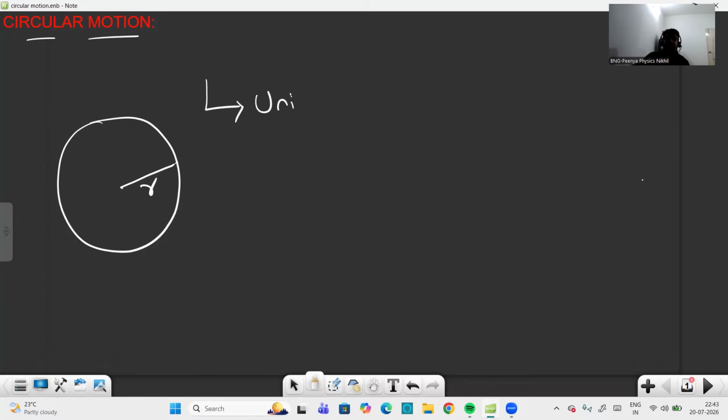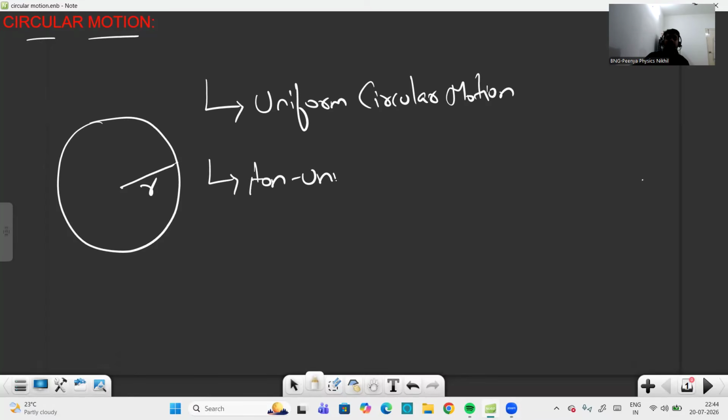One is uniform circular motion, and another one is non-uniform circular motion.